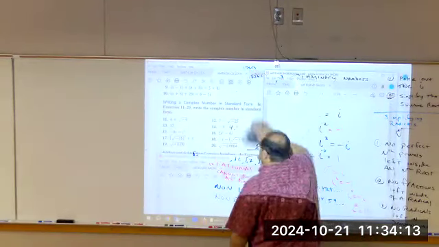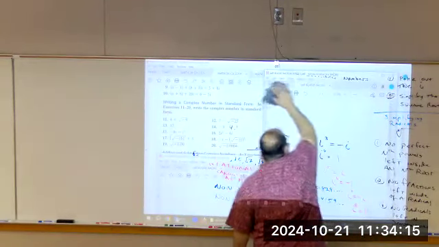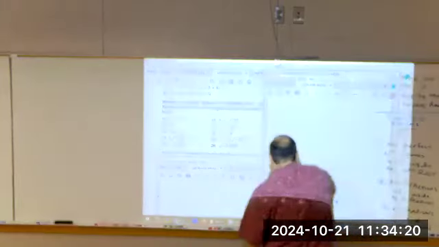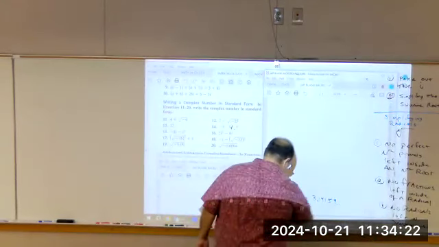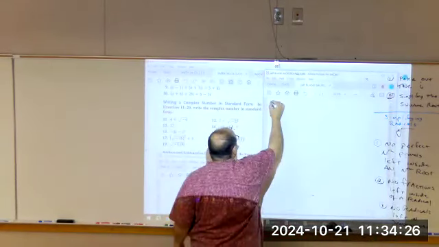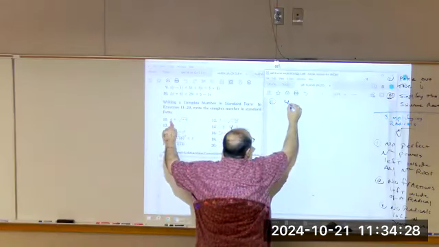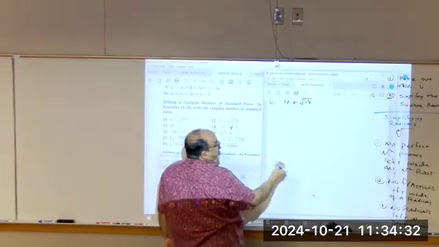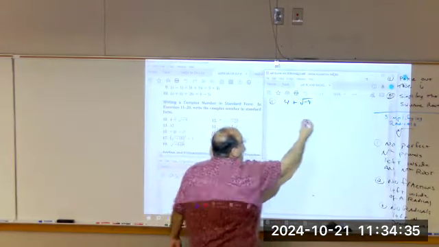Write the complex number in standard form. Standard form is a plus bi. So 4 plus square root of negative 9. So write it in standard form. So we want a plus bi.